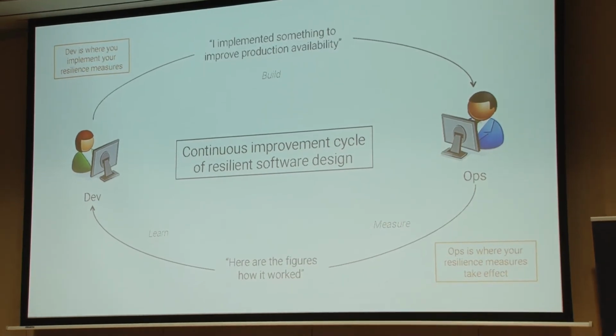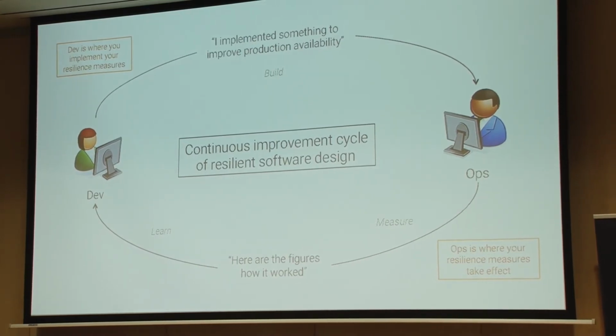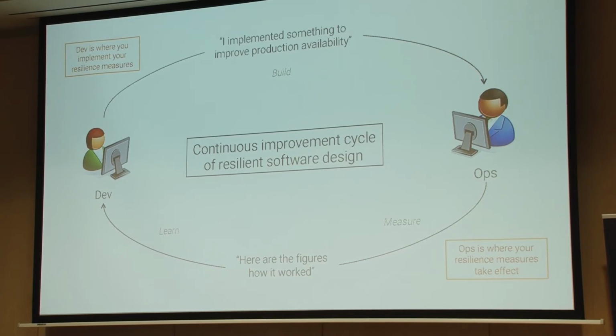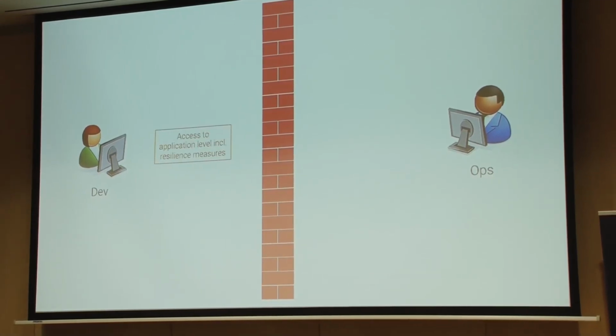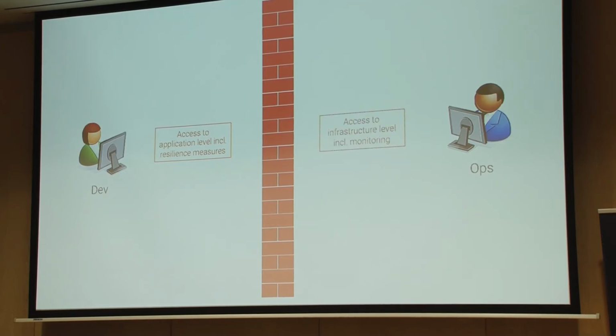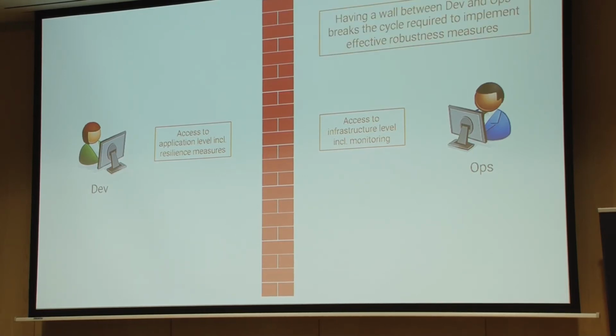And you, again, use those figures to see, oh, that wasn't the most brilliant idea I had before, so let's maybe change that a little bit. Oh, that worked quite nicely. Let's roll it out and use it also over here, and so on. So it's a continuous improvement cycle. And if you have the wall in between, yeah, that cycle is basically broken. On the dev side, you have access to the application level and where you implement the resilience measures. On the ops side, you have the access to the infrastructure level and the monitoring where you will figure out how it works. So, yeah, it simply breaks the cycle.